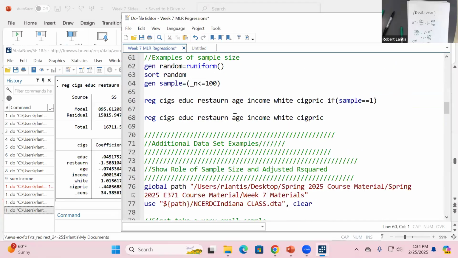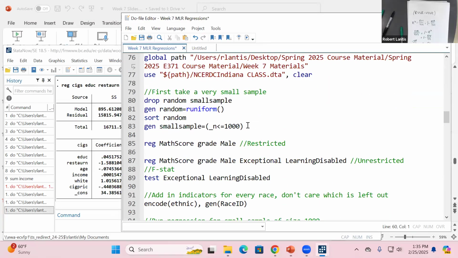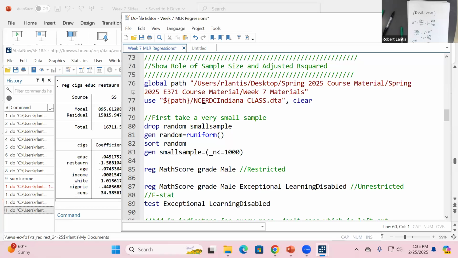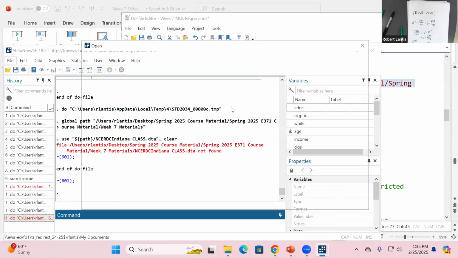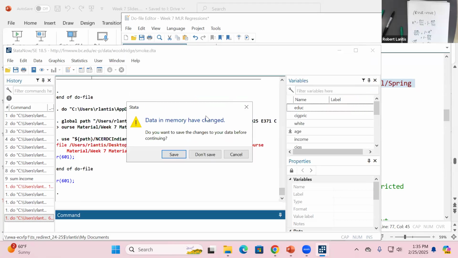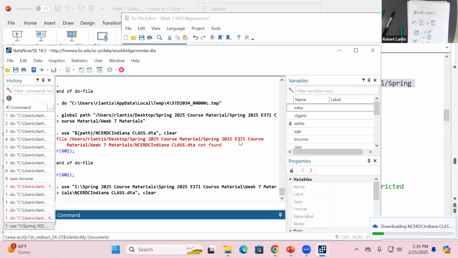Let me show you an example of this. Let's see, do I have it? Let me run this. Oh, do I not have it? Because I have the wrong global. So let's open this up. NC, Indiana, don't save.